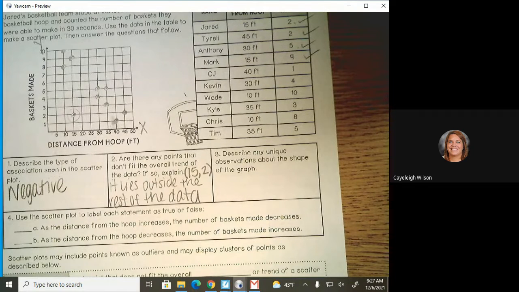All right, so now it's kind of asking us to look at it and describe any unique things that you notice about that graph. So anything that's kind of weird about that graph. Sims?